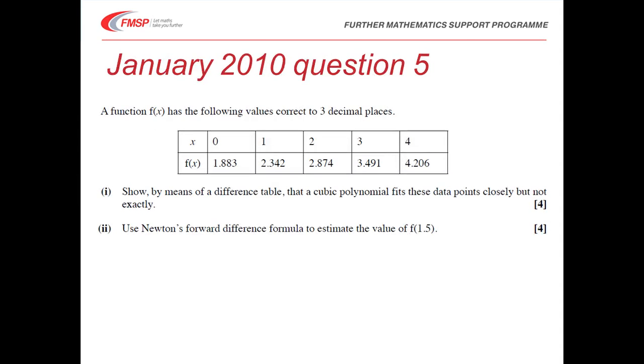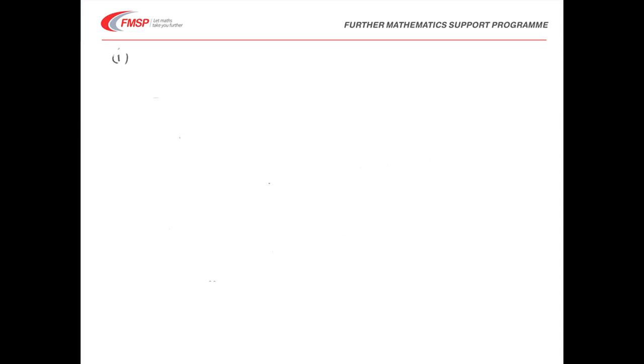Okay, so the first question we're going to do is from January 2010, and it's question 5. And what we've got is a table here of basically, you could think of them as x and y values, and we've got to show by means of a difference table that a cubic polynomial fits them closely but not exactly. And then we've got to use the forward difference formula to estimate the value when x is 1.5. So the good thing here is we can use Newton's forward difference formula because the x values all increase by an equal step, which in this case is 1.